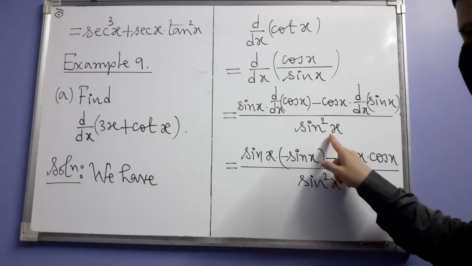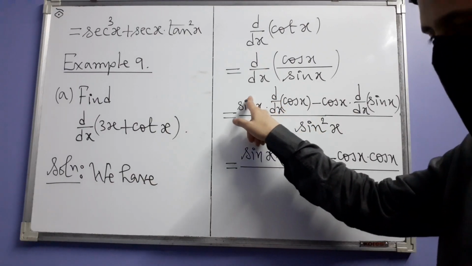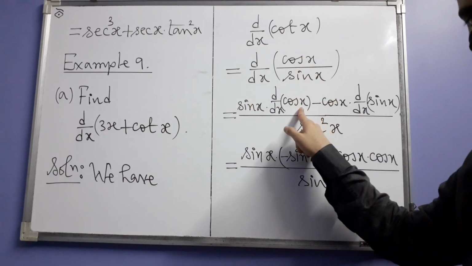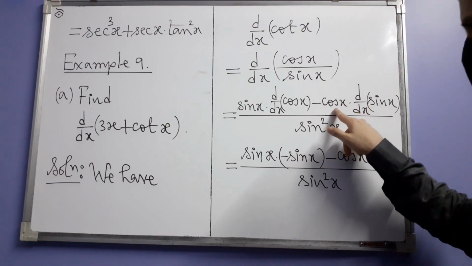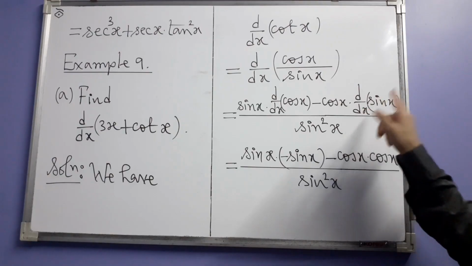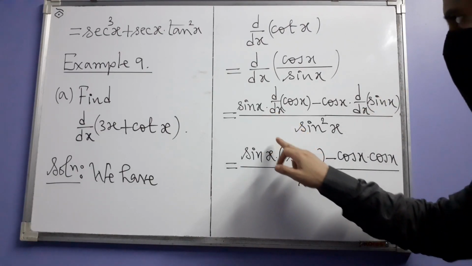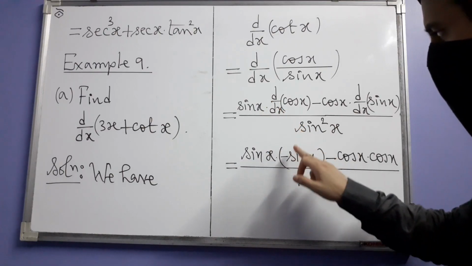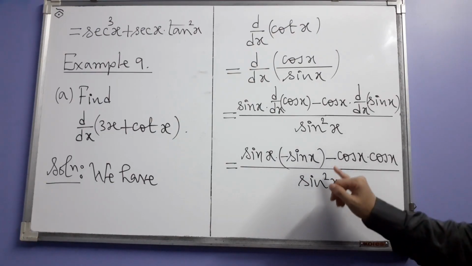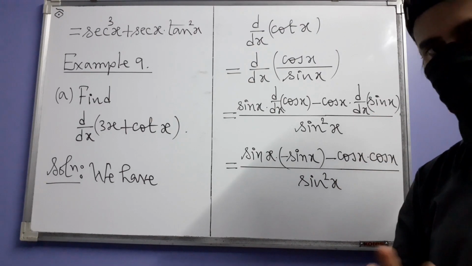So first we square the denominator, sin squared x, and in the numerator we first write the denominator sin x times the derivative of the numerator, d/dx of cos x, minus the numerator, that is cos x, times the derivative of the denominator, which is sin x, d/dx of sin x. So you can now see that we have sin x times minus sin x because d/dx of cos x is minus sin x, minus cos x times cos x, d/dx of sin x is cos x, there is no minus sign.